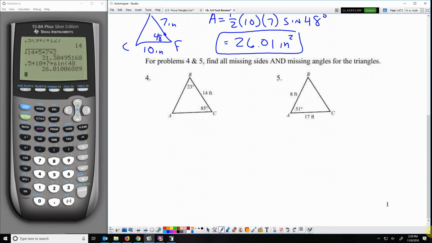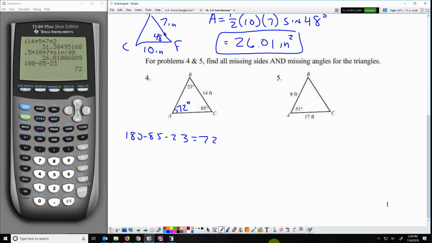Okay, find all missing sides and missing angles. In a case where I'm given two angles, it would be really easy to find this third angle just by subtracting from 180. 180 minus 85 minus 83. Sorry, that should be 23. So I get 72. So this missing angle here was 72 degrees.